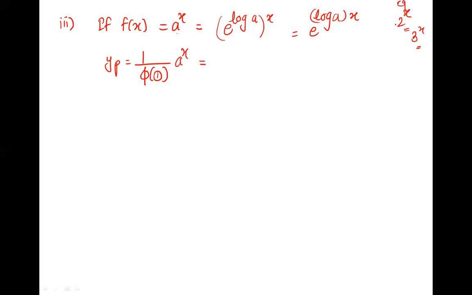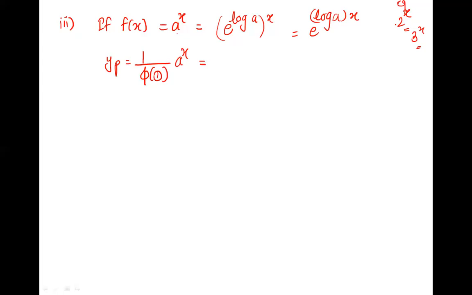But E raised to log A X itself is A raised to X. So finally we can again write A raised to X. And the condition is phi of log A should not be equal to 0. And if it is 0, tell me. Substitute X and take derivative. Yes, multiply by X and take the derivative of the denominator. Correct? So this is subcase number 3 of the first case.